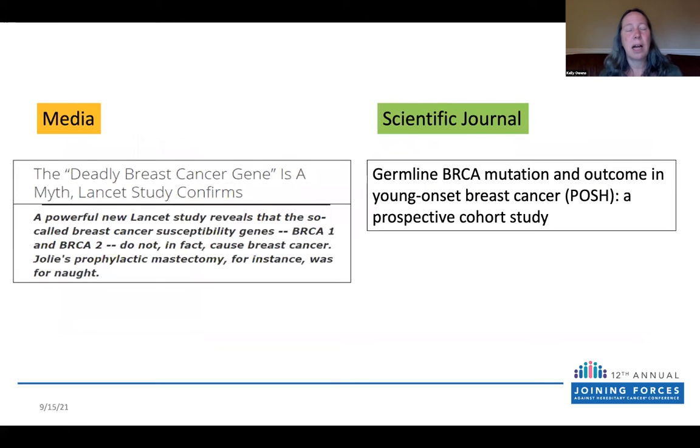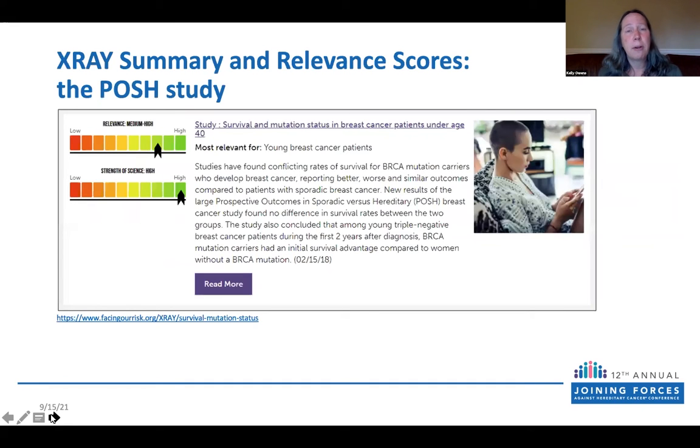The next one, that deadly breast cancer gene media piece. The original scientific study is germline BRCA mutations in young onset breast cancer, or the POSH study. It's the name of a study looking at a group of young women moving forward. And our X-ray review of the POSH study shows survival and mutation status in breast cancer patients under 40.